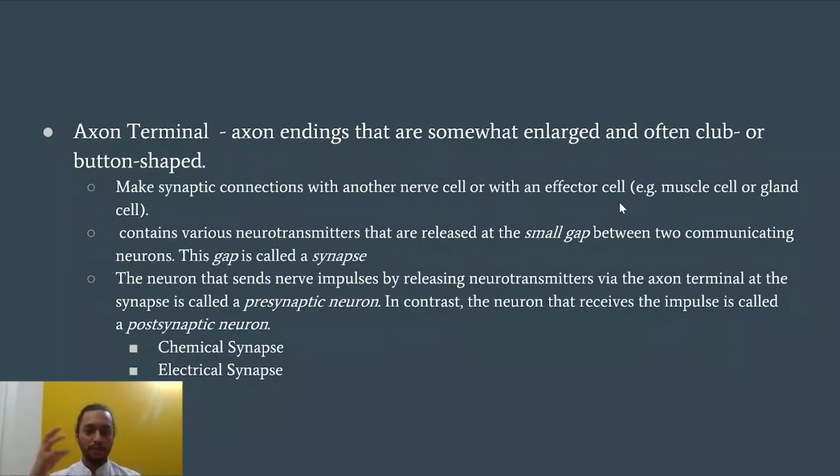An effector cell is a muscle cell or gland cell, right? Or a nerve cell is basically another neuron. And in that gap, right, between the presynaptic neuron and the postsynaptic neuron, that place is called the synapse, right? And the nerve impulse will come in, it will release neurotransmitters into that gap, and then it will get sucked in by the receptors of the postsynaptic neuron, right? Sometimes they will close, sometimes they'll open up. We'll discuss that later, right?